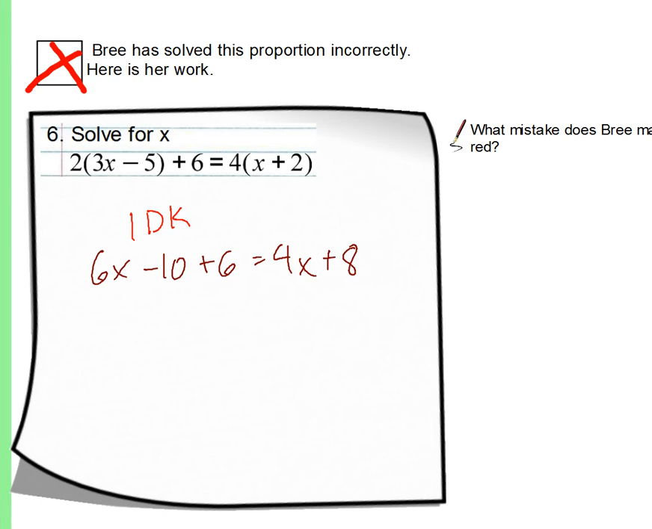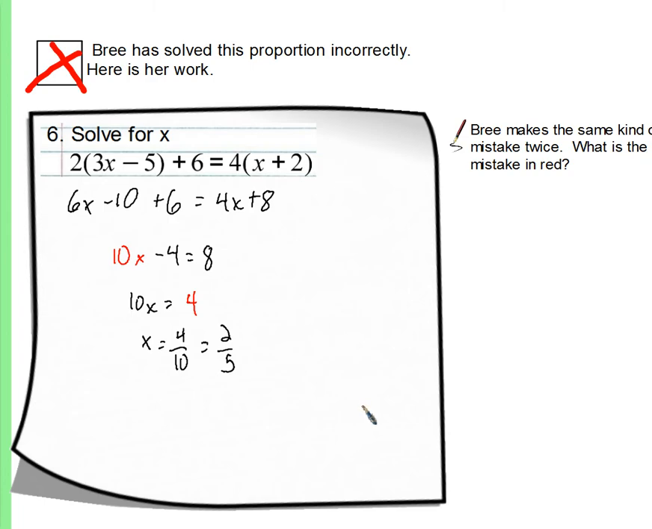This looks familiar, so we're not going to go all the way through. Now let's see what's going on. Bree makes the same kind of mistake, guys. What is the mistake in red? Here is some red, and here is some red. How does a person manage to do that, Jared? She subtracted 4 instead of adding 4. On the 8, she subtracted 4 from 8 when she should have added.